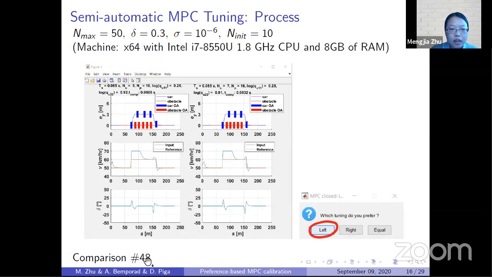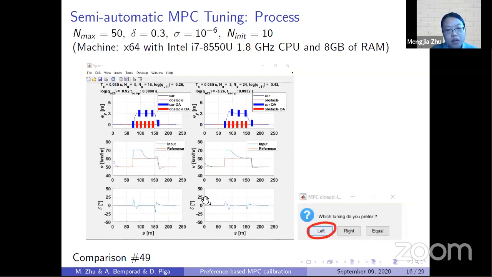And for the 48th, we select the left one since the steering angle of the right one is slightly worse than the left one. And for the last comparison, we select the left one, since the computational time of the right one exceeds the sampling time.